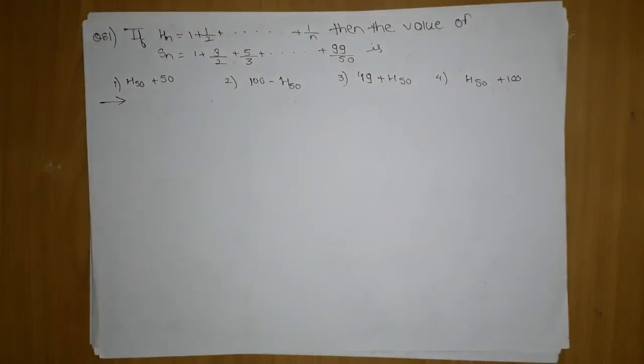This is question 81, which says if Hn is equal to 1 plus 1 by 2 plus and so on till 1 by n, then the value of Sn is equal to 1 plus 3 by 2 plus 5 by 3 plus and so on till 99 by 50 is. Now the options you can see are in H50 format: H50 plus 50, 100 minus H50, 49 plus H50, H50 plus 100. So in the sum of this Sn we have to bring H50 also, which is Hn, and which is possible for n number of terms. So how can we solve this?